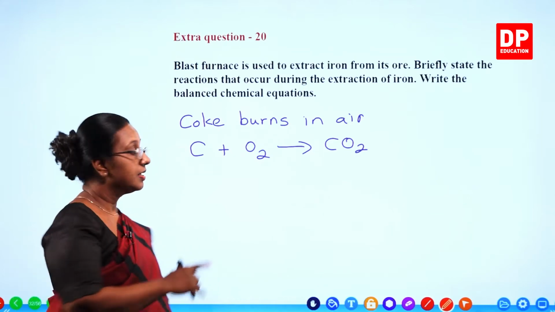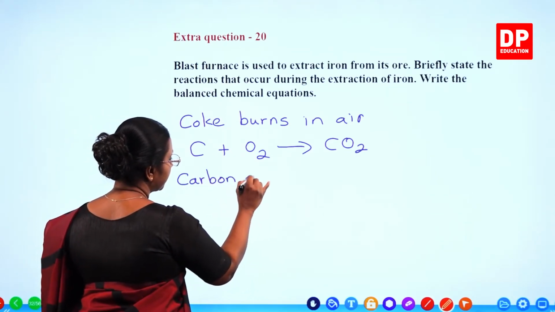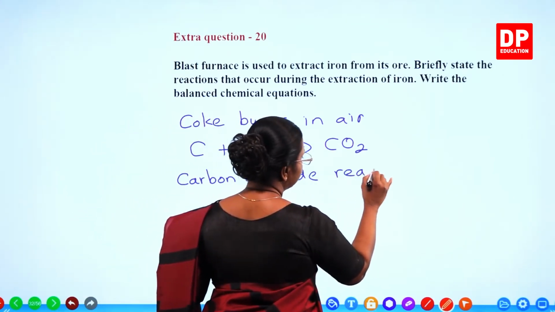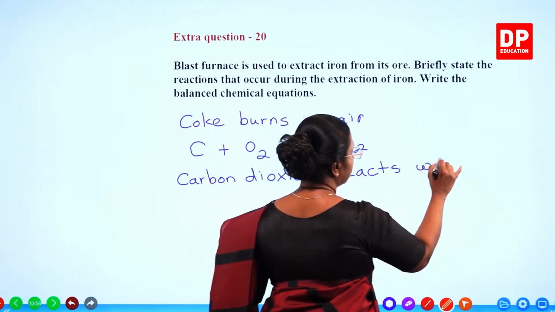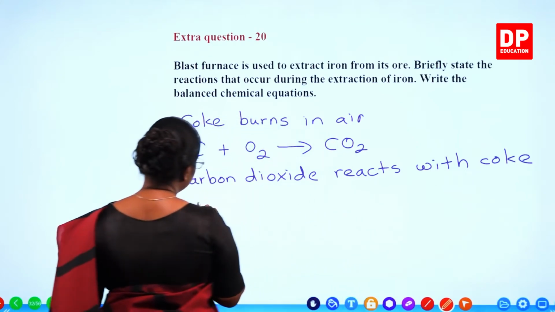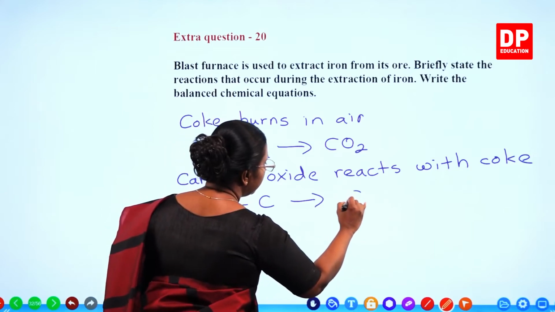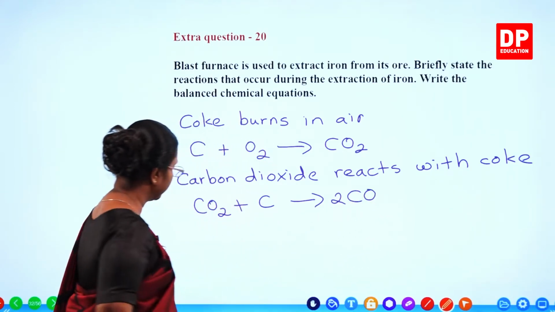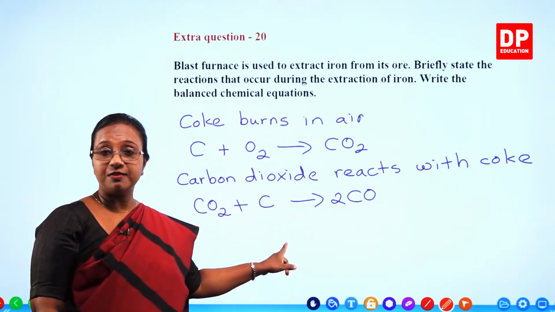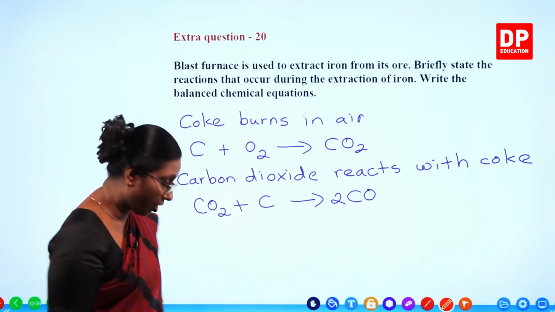Then what happens? Carbon dioxide reacts with coke. So again, carbon dioxide plus carbon, that is coke, gives rise to carbon monoxide. That is also balanced. You can have the carbon first and carbon dioxide after. That is also okay. So both of them react and form carbon monoxide.